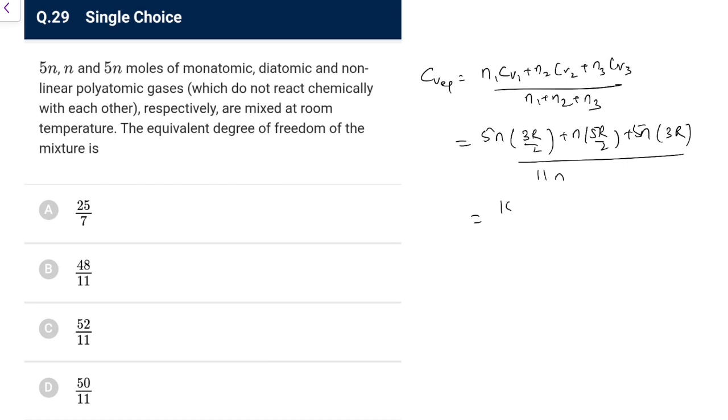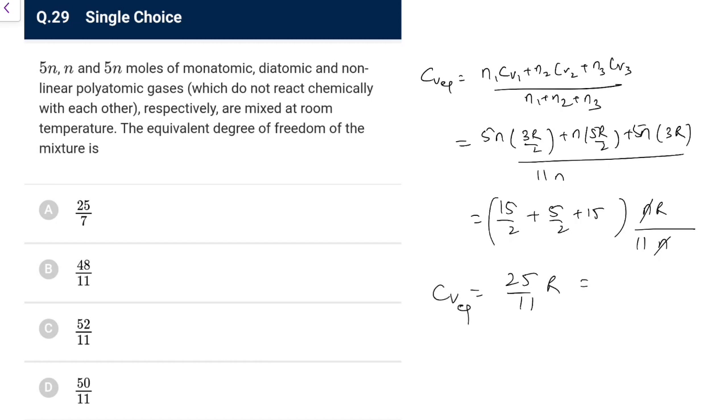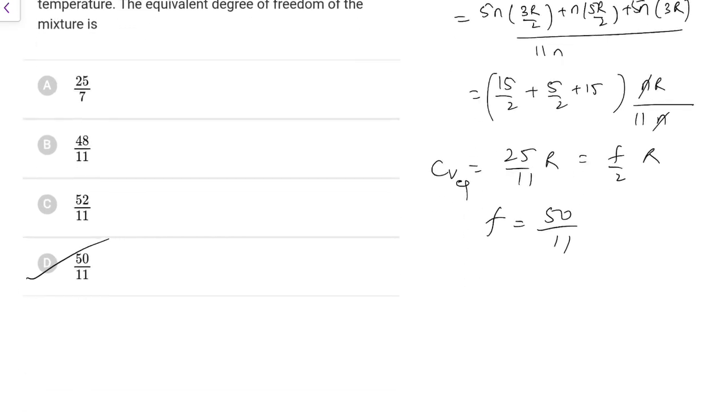So this is 15 by 2 plus 5 by 2 plus 15, I can write like this, NR over 11N, and N gets cancelled. So what we are left with is 15 by 2 plus 5 by 2 that is 20 by 2 that is 10, 10 plus 15 that is 25 by 11 R, and you know CV equivalent is equal to F by 2 R. So F comes out as 50 by 11, that is the appropriate option. Go with option D in this particular case.